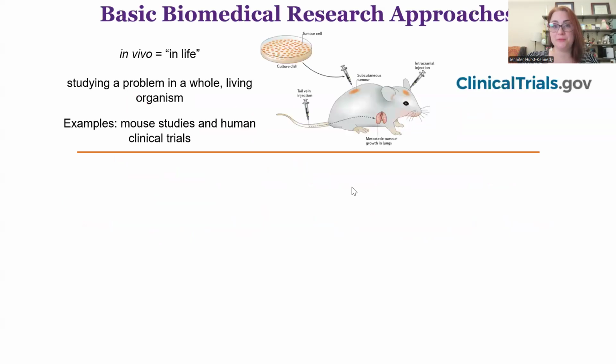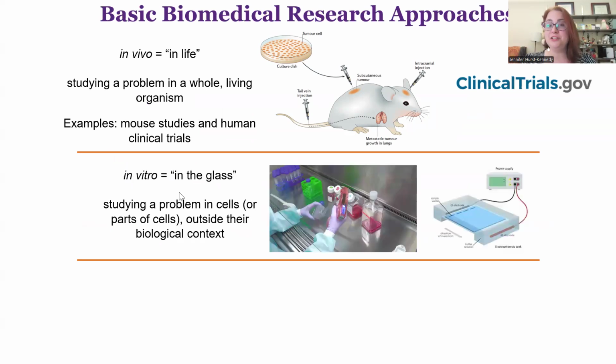So starting off big picture, if you're doing biomedical research, there's multiple different ways that you can approach a problem. First, you can do something called an in vivo approach, which would be examining a problem by looking at the whole organism. So this could be a mouse experiment or human clinical trials. Alternatively, you can do something called an in vitro approach. So this would be studying a problem by looking at something on the cellular level or even parts of cells, so something outside of their biological context.